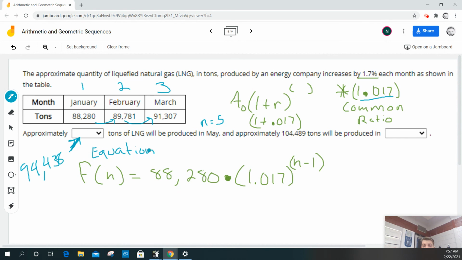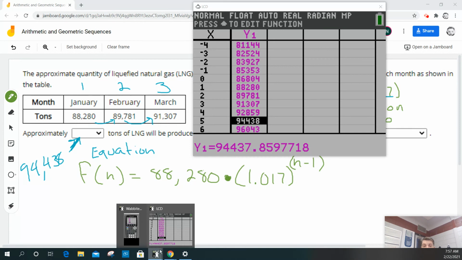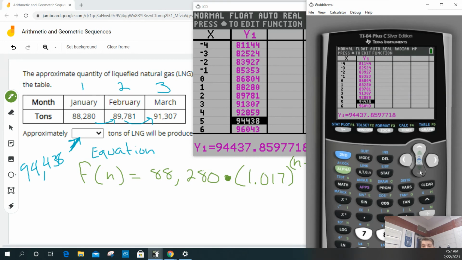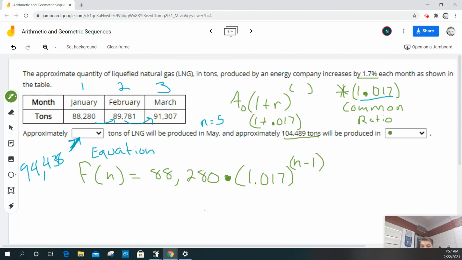And then the next question is when, or what month, will be at 104,489. So 104,489. Let's look at that and see. I'm just going to scroll down until I get to that number. Okay, there it is right there. That's the 11th month, which is November. So in here, I'm just going to say November. And that's basically it.